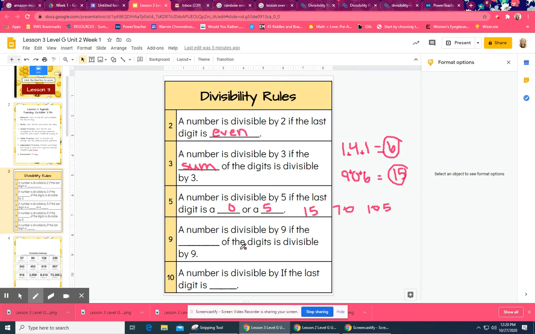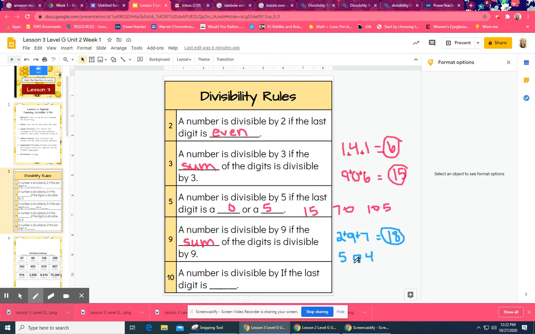9 is a lot like the rule for 3. A number is divisible by 9 if the sum of the digits is divisible by 9. Okay, so here's a couple examples of how to use the divisibility rule for 9. We're going to add all the digits together just like we did for 3. So if you look at 297, you probably would not right off the bat know that 9 can go into it. But when you add everything up, so 2 plus 9 would be 11, and then 11 plus 7 equals 18. And 9 can go into 18. 9 times 2 is 18.